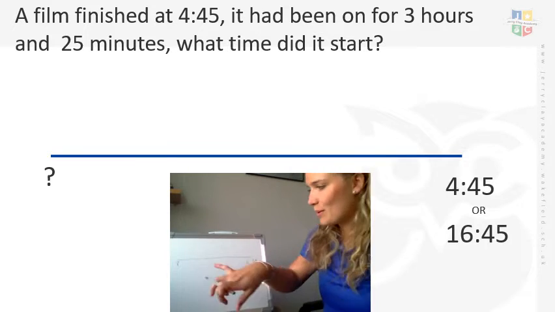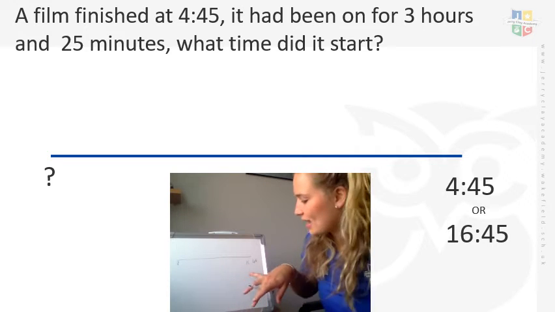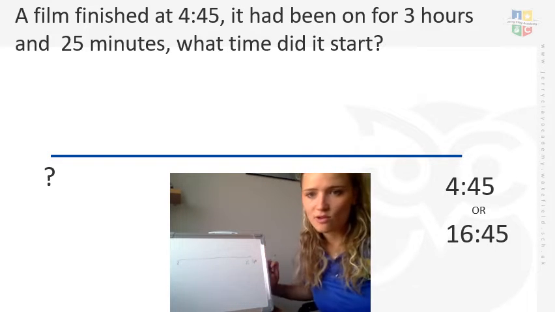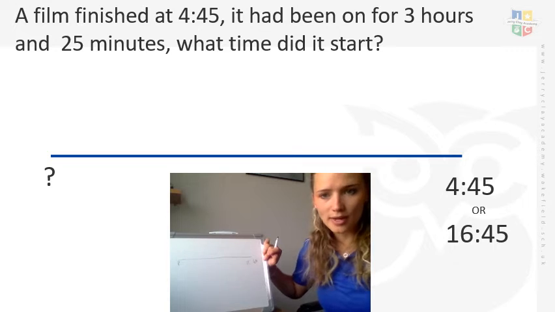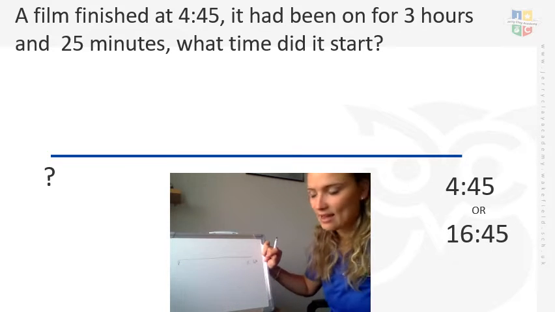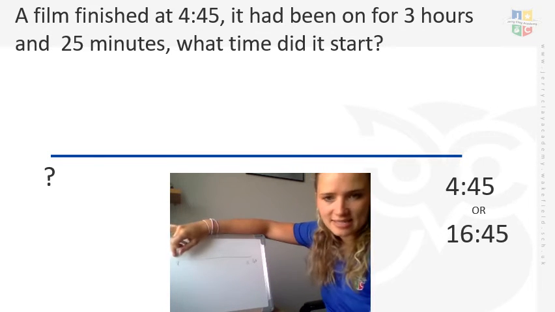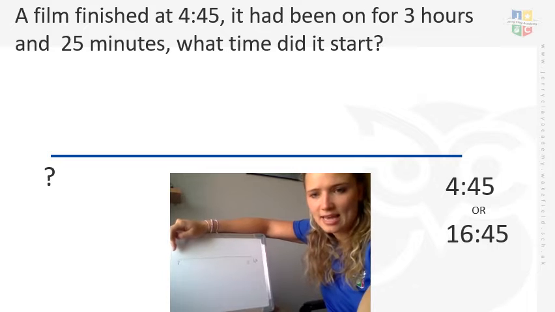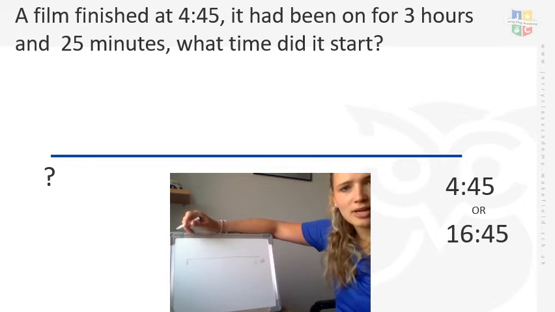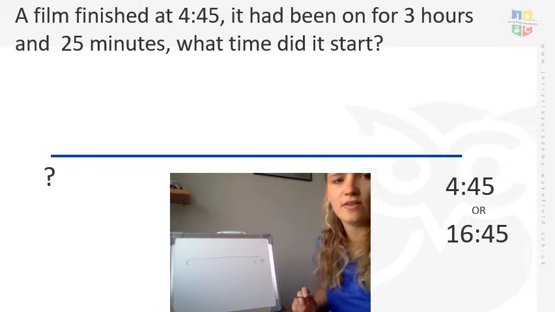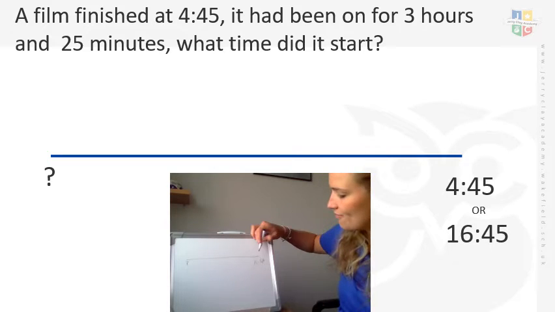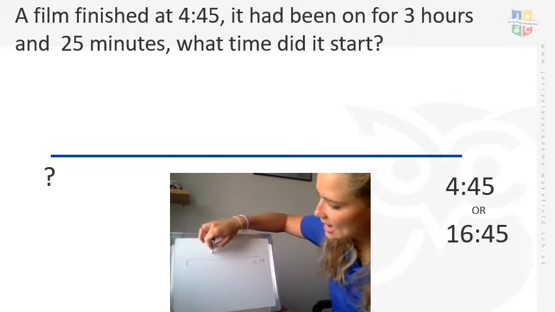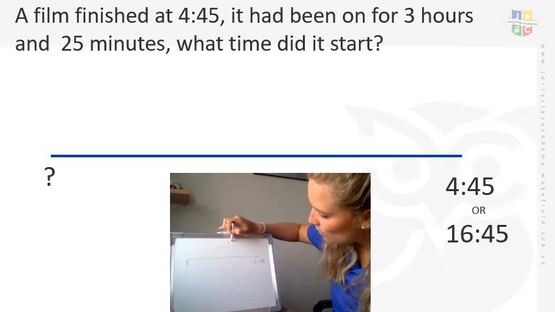So you should have drawn your line, your number line, and then you should have put 16:45 or 4:45 at the end. Remember, you add 12 to turn it into 24 hours if it's in the afternoon. And I want to know what time it starts, so I've put a question mark here. Now, I'm looking at the question and it says it has been on for 3 hours and 25 minutes. So the first thing I'm going to do is take off 3 hours.